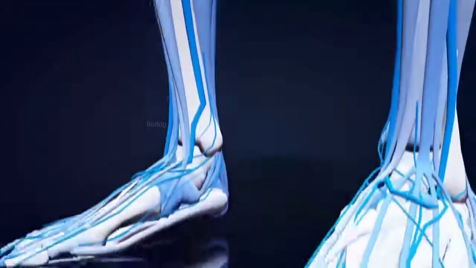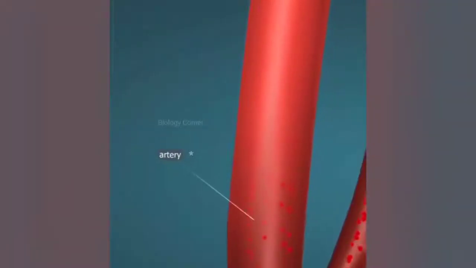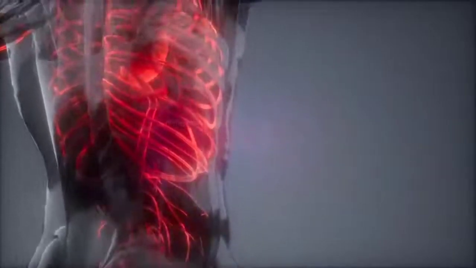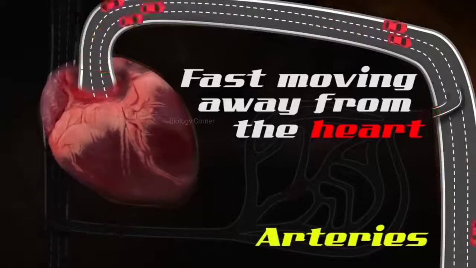Our blood vessels work to supply this blood throughout the body. The blood vessels that carry blood from the heart to the body are called arteries, while those blood vessels that carry blood from the whole body back to the heart are called veins.